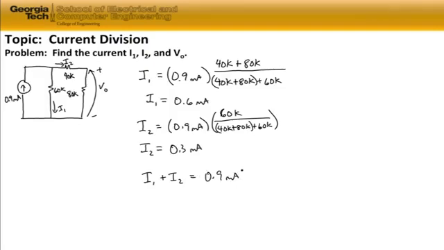Next, we need to look for the output voltage, Vout. We know that Vout is going to be equal to I2 times 80 kilo ohms. And we know what I2 is. I2 is 0.3 milliamps. If we multiply that by the 80 kilo ohm resistance, then we end up with a Vout which is equal to 24 volts. So our voltage drop across the 80 kilo ohm resistor is 24 volts.